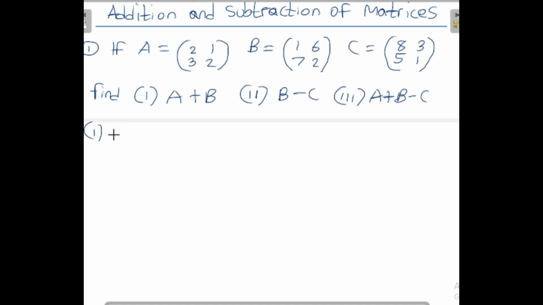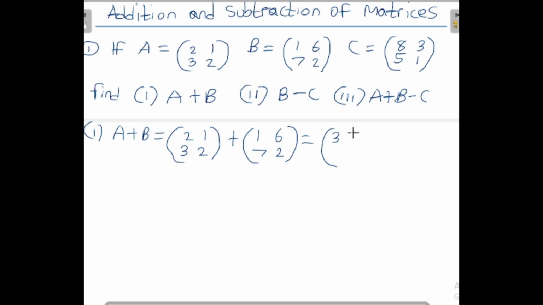So A plus B is equal to 2 3 1 2 plus B. Look at B here: 1 6 7 2. Then we add like this. So we open our bracket. 2 plus 1, that's 3. 1 plus 6, that's 7. 3 plus 7, that's 10. 2 plus 2, that's 4. So that's the answer for the first question.